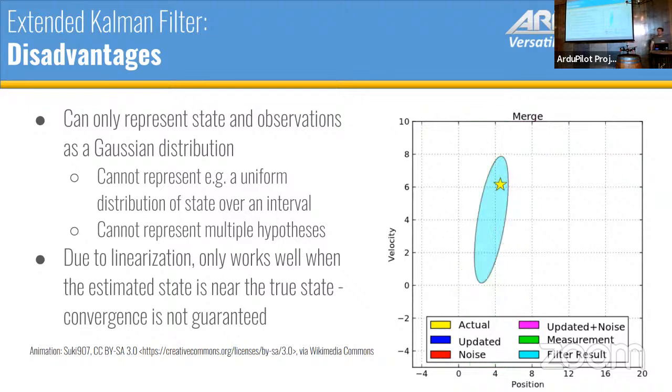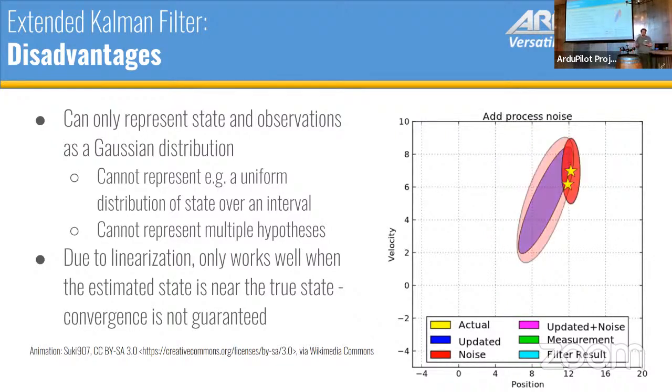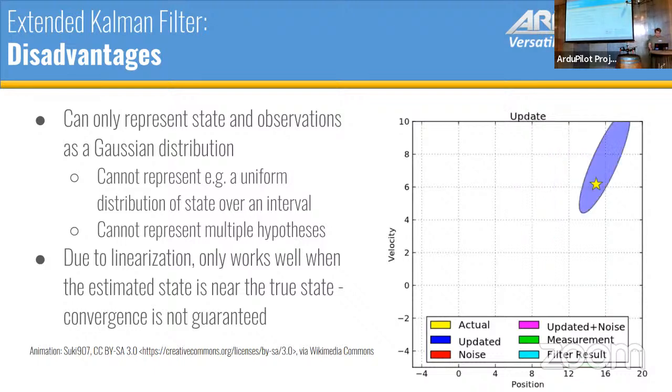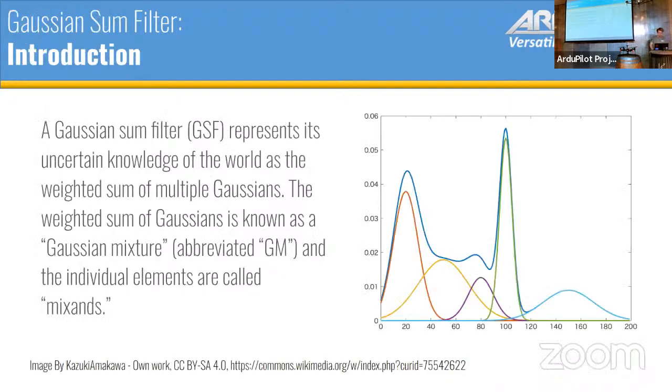And then due to the way that the extended Kalman filter linearizes things, it only works well when the estimated state is close to the true state. So convergence of an extended Kalman filter is not guaranteed. Yeah, that's the issue that prevents us from estimating our heading without a compass. Essentially, it can't converge from that far away, right? So the solution that I would propose is called the Gaussian sum filter. We're currently using a little mini version of it for heading estimation.